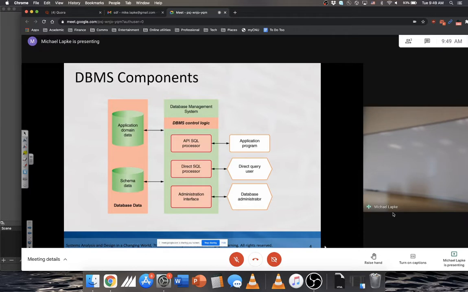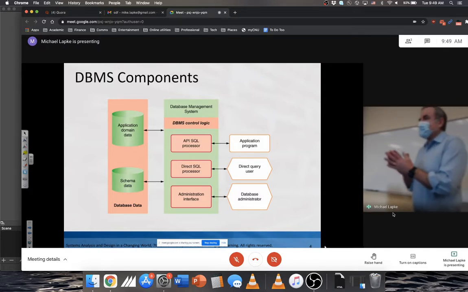You can have a direct SQL processor, as we'll see when we get to phpMyAdmin, that will allow you to go in and directly manipulate queries. Again, pretty rare to see that in an actual application. And then we have the administration interface. This is where a DBA would go in and maintain the database.